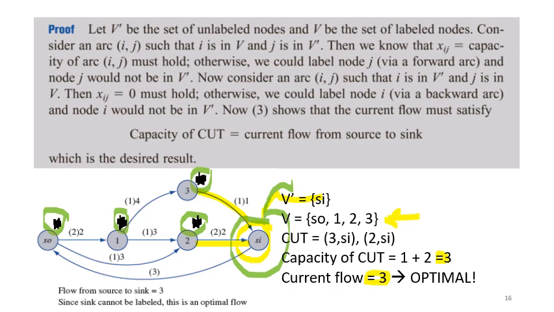So you might ask, is it possible that the V prime contains the sink and another node or some other nodes? The answer is yes. It is just the case in this example that we only have the sink in the V prime. But in another example, it is possible. You just need to remember that V prime contains the unlabeled set of nodes after you try your best to label the sink in the Ford-Fulkerson method.